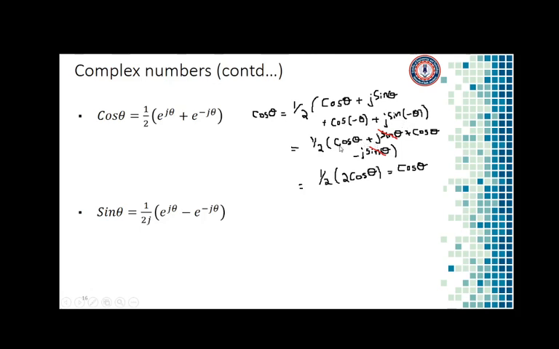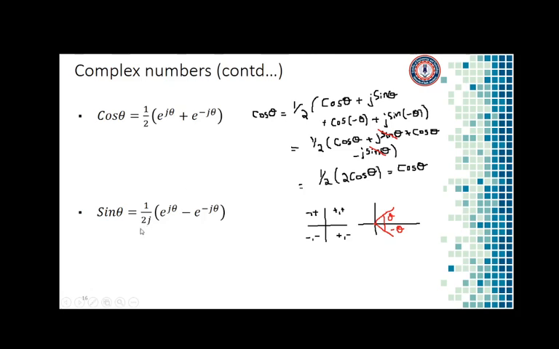If you consider this, basically we have theta and minus theta, and the real parts are positive while the imaginary parts are positive and negative, which alternate. So it becomes plus j sine theta and minus j sine theta, which cancel out, and you get 1 upon 2 times 2 cos theta, which equals cos theta. So it's a proof that we can write cos theta in this form.